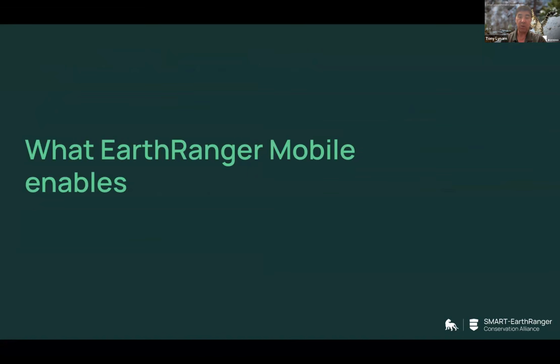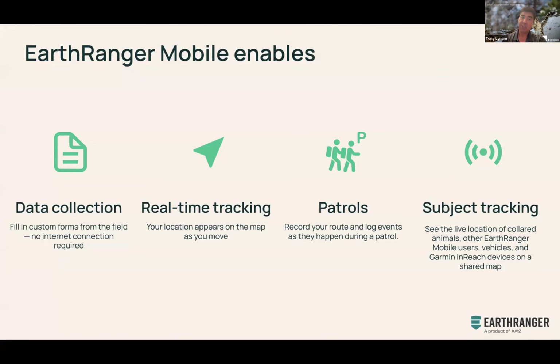So how does EarthRanger Mobile help you do your research and your conservation? It allows you to fill in information or data into custom forms, which are designed based upon the particular data model that you have for your site. So it's completely customizable. When we help you set up EarthRanger from scratch, we will create a data model with you. We will ask you what kinds of information you want to record and what kind of forms you are using, and we'll take those forms and turn them into digital forms in the app.